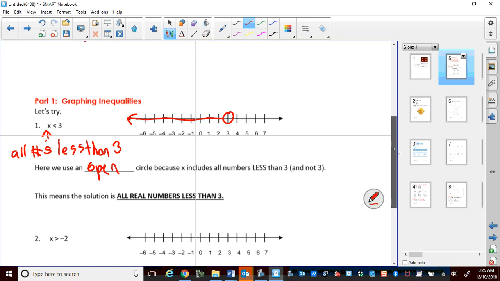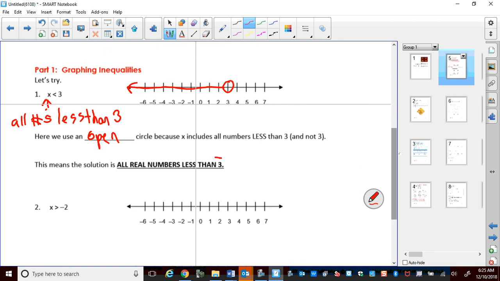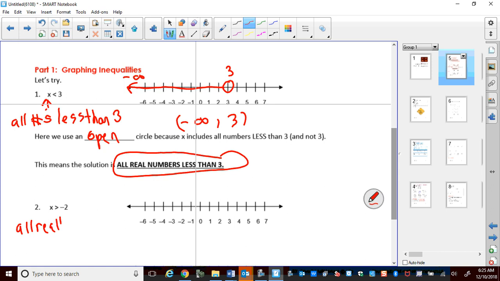Okay? And another way they write this is all real numbers less than 3. If I was going to do interval notation of this, going to negative infinity over here, stopping at 3. So I would have negative infinity, comma, 3. Okay? Now for the next one, it's all real numbers. My x is all real numbers. And it's greater than negative 2. So I'm going to be to the right of negative 2. It's an open circle, and I'm going to be to the right. So all my x's are to the right of this number. Okay?